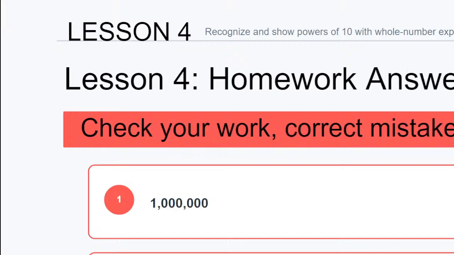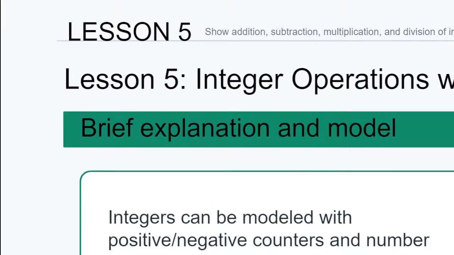Okay, number 1 is a million. Number 2 is 10 to the power of 6. Number 3 is 90,000. Number 4 is 328,000.